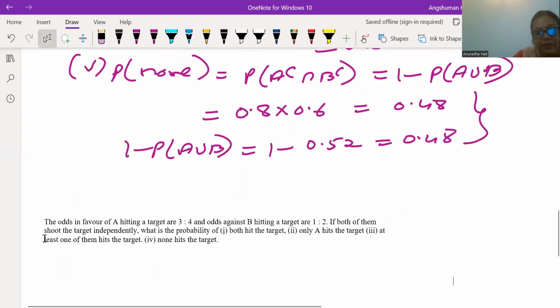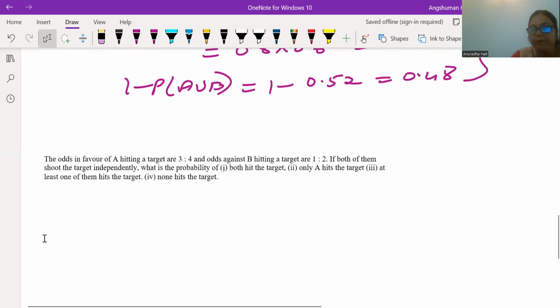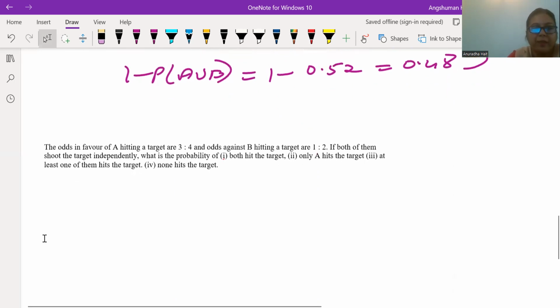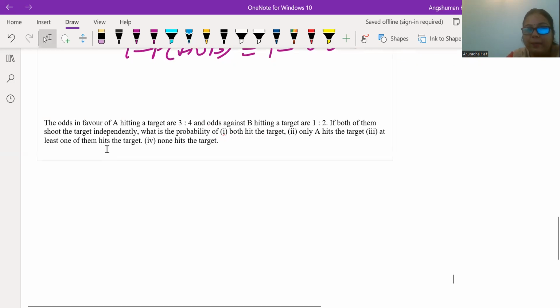Now come to the second question. This is also an application of the multiplication and addition law. The question is that the odds in favor of A hitting a target are 3:4, and the odds against B hitting the target are 1:2. Both of them shoot the target independently. So the word independent is important here. What is the probability? Different things are given here, unlike the previous sum.